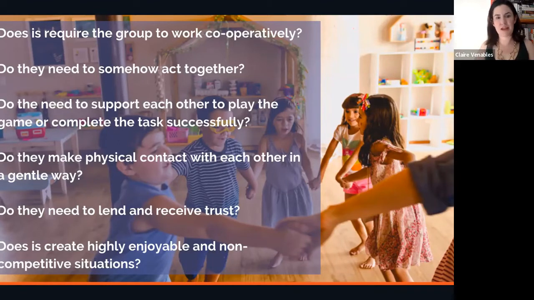They need to find ways of communicating. If one person doesn't understand, if the communication breaks down, how are they going to repair that? Do they make physical contact with each other in a gentle way? Not deliberately, but you could incorporate that into the game. That's one thing which is actually a bit different now because of a lot of the health and safety protocols. They might not be able to have physical contact. What could we use to replace that?